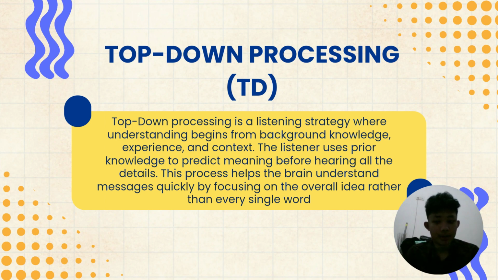On the other hand, top-down processing works differently. In this process, understanding begins from background knowledge and experience. The brain predicts meanings based on context, situation, or prior knowledge. Instead of focusing on every single word, the listener focuses on the overall idea, and this makes comprehension faster because the brain fills in the gaps using what it already knows.